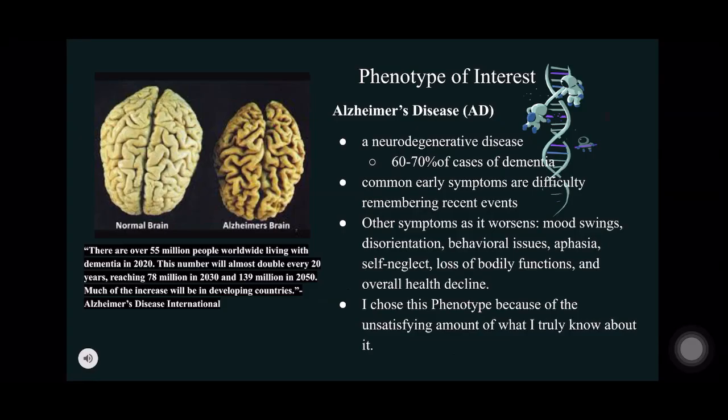Alzheimer's disease, or AD, is the cause of 60 to 70% of diagnosed dementia worldwide. Its common early symptoms are difficulty remembering recent events, which most of us are familiar with. However, as AD worsens, it can cause the patient to have mood swings, disorientation, and they get so disoriented to the point where they will forget what they did a few minutes ago.